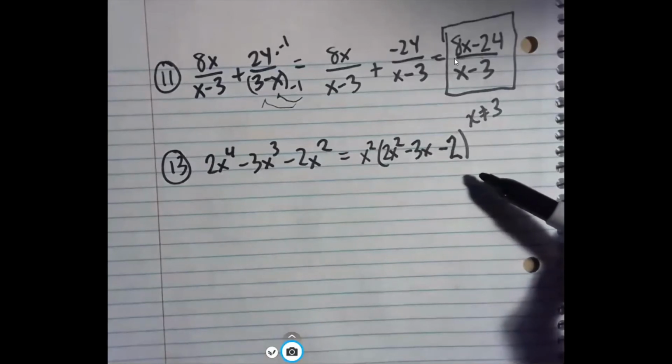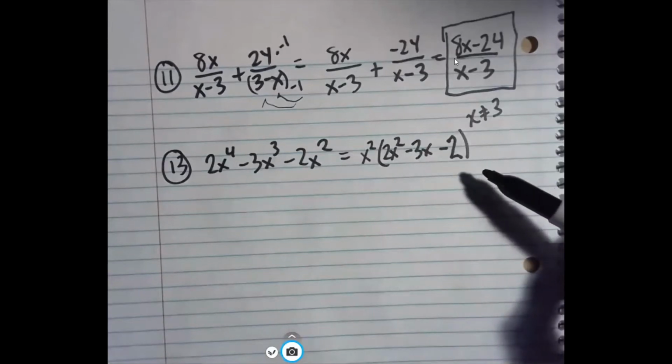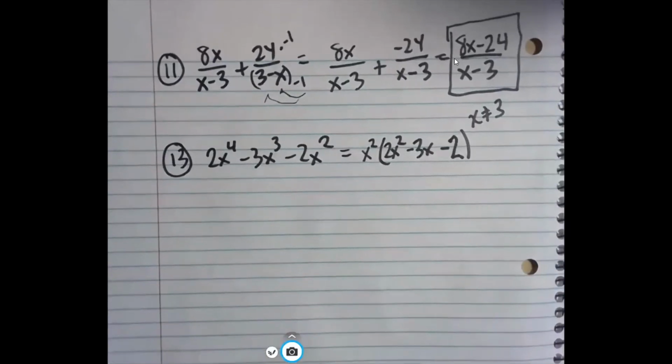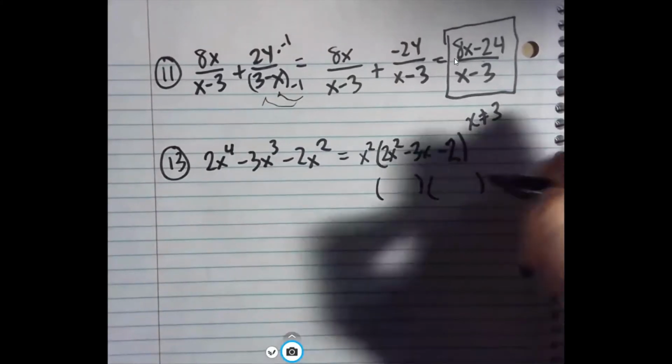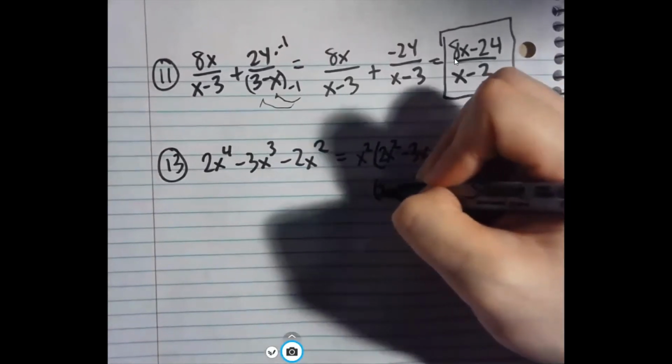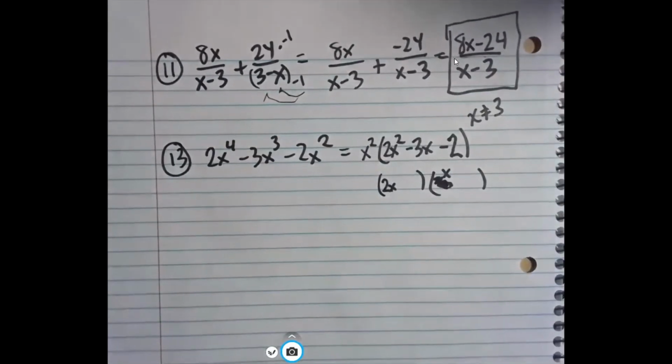Now, is this factorable? So we pulled out our x squared, and we're left with this 2x squared minus 3x minus 2. Not sure if that's factorable or not. So let's see here. With the 2x squared, we would want 2x times x. I accidentally almost wrote 2x squared twice there. Okay, so that's what that has to be.